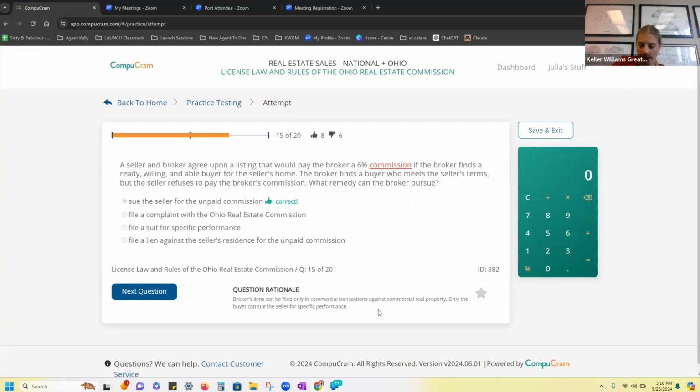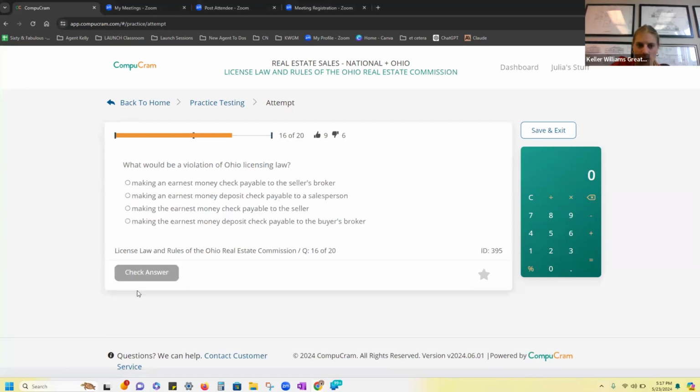A is correct. Good job. Brokers' liens can be filed only in commercial transactions against commercial real property. Only the buyer can sue the seller for specific performance. So the answer is sue the seller for unpaid commission. The lien can only be on commercial transactions, and only the buyer can sue the seller for specific performance. That's good to know for other questions too.